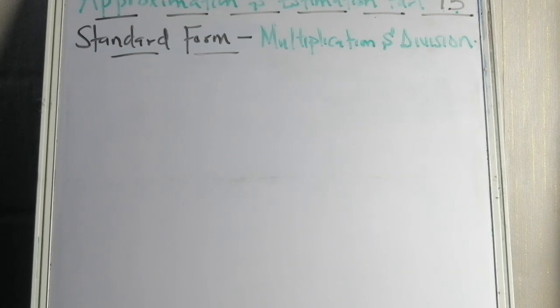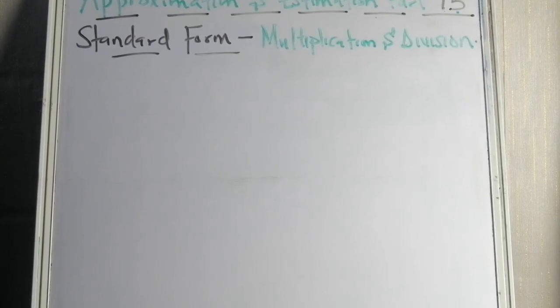Hello, ladies and gentlemen. This is approximation and estimation part 15, which is the final part under approximation and estimation. This is the conclusion part. Then we can solve questions on what we've done so far and this one too.